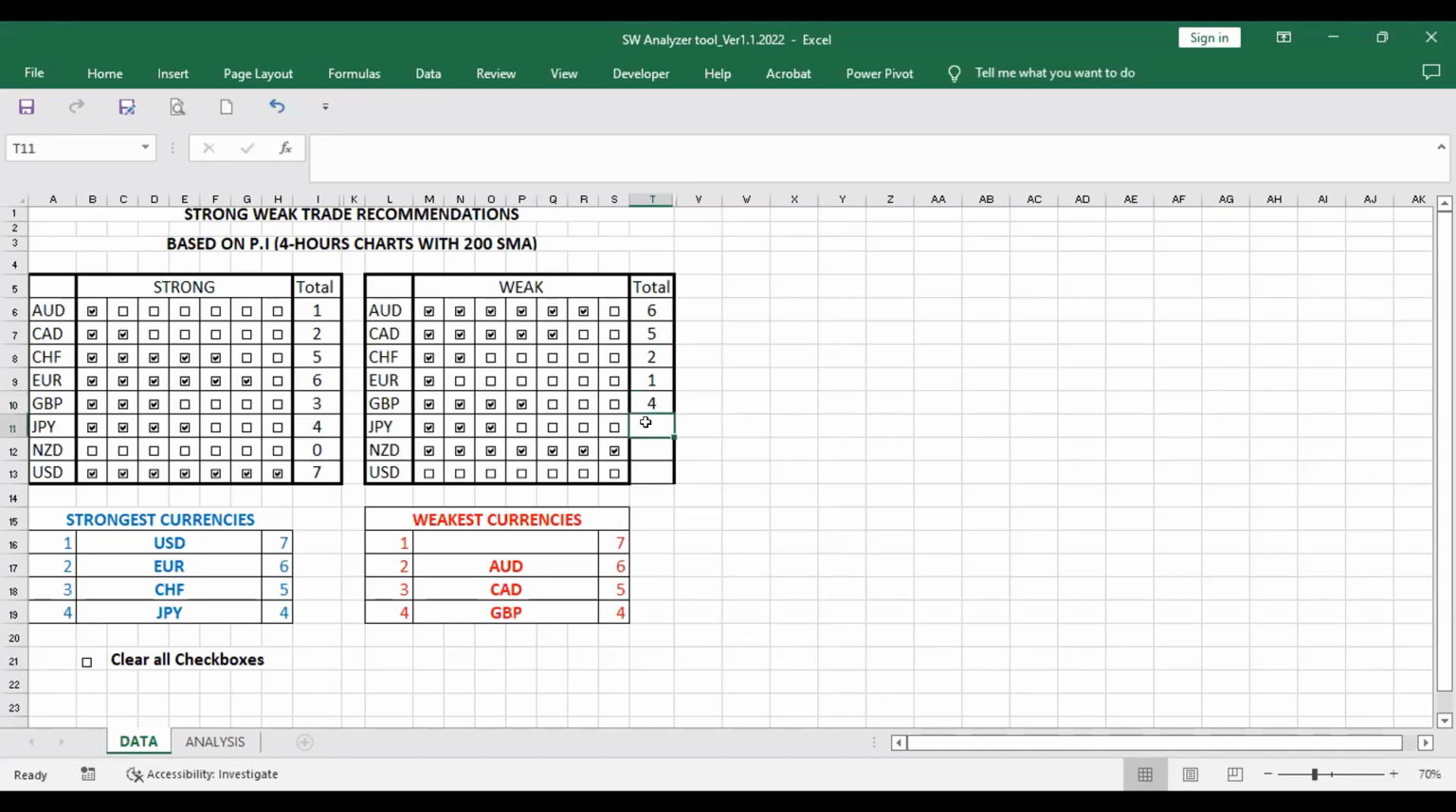The total of your up arrows and down arrows should be 7. That is how you know you've gone through that tool correctly.